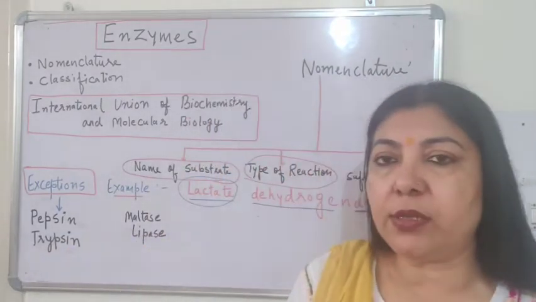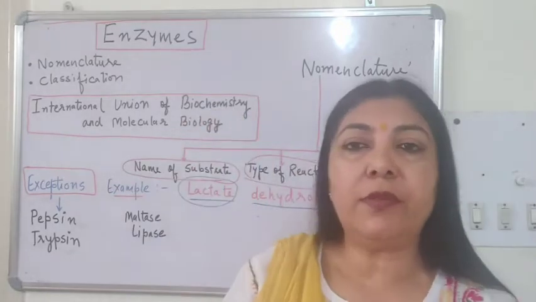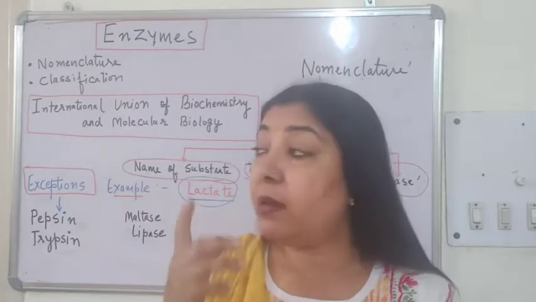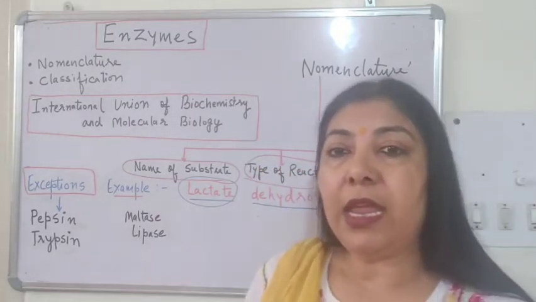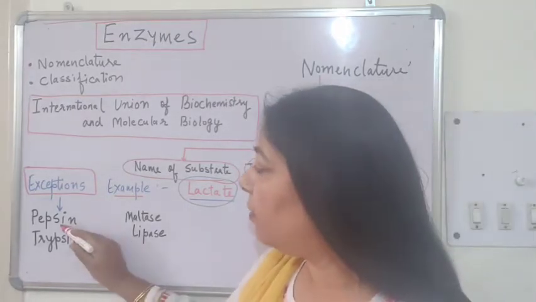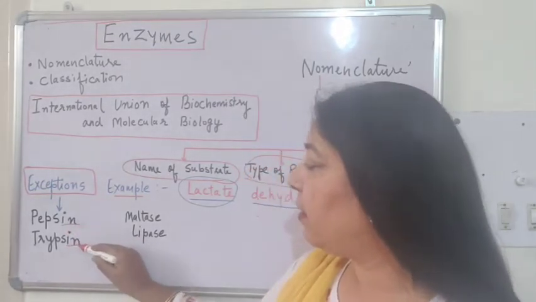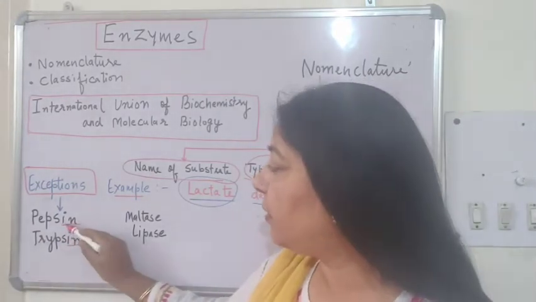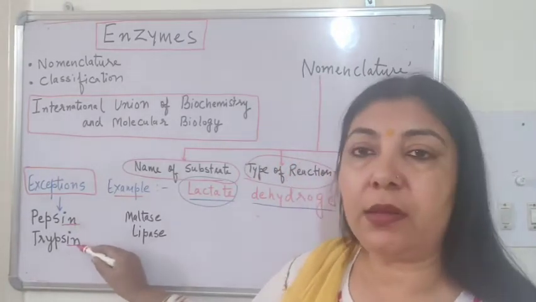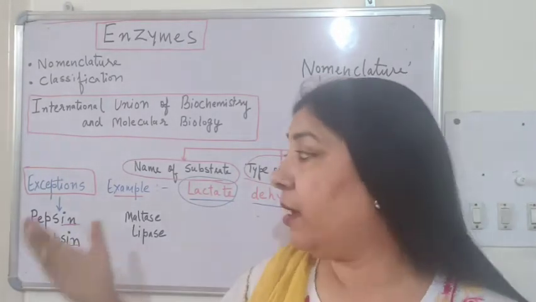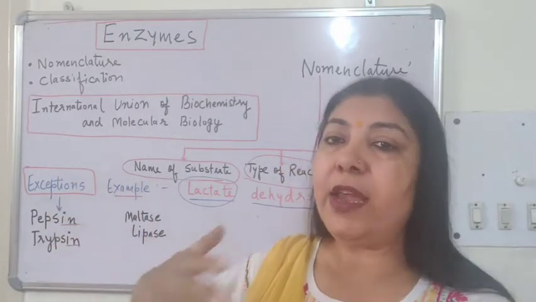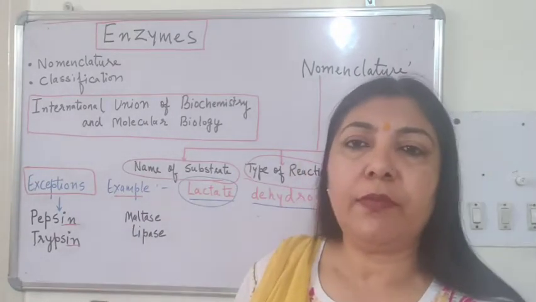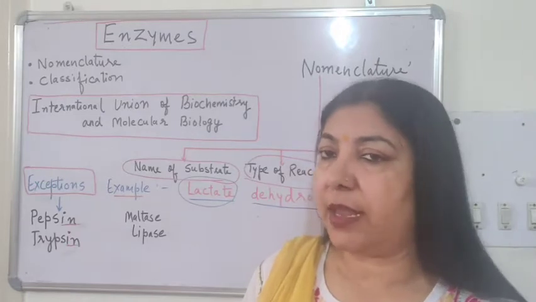But there are few exceptions also, because before these rules were formulated, certain enzymes were already named, and in previous times, the suffix used was "in." So for example, when we say pepsin, here suffix used is "in." Likewise trypsin. Because they were popularly used quite before these rules were framed, therefore we still use them, like pepsin, trypsin, chymotrypsin.